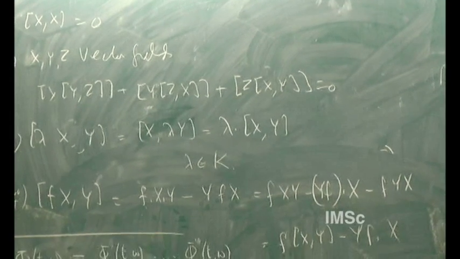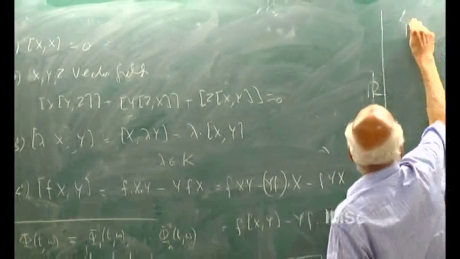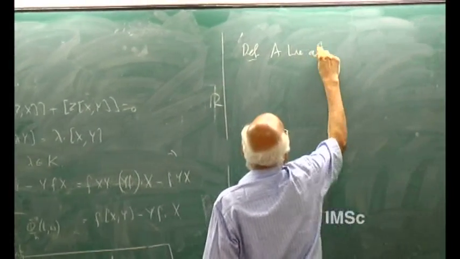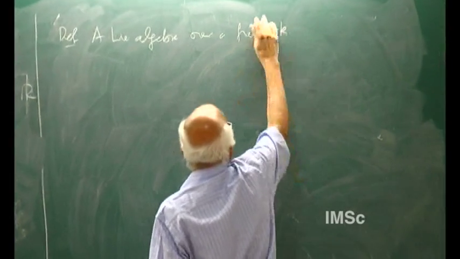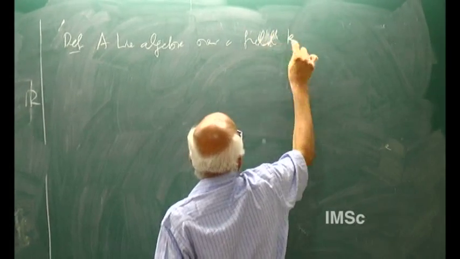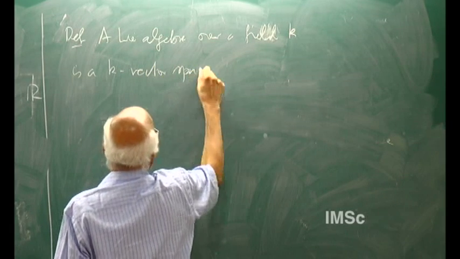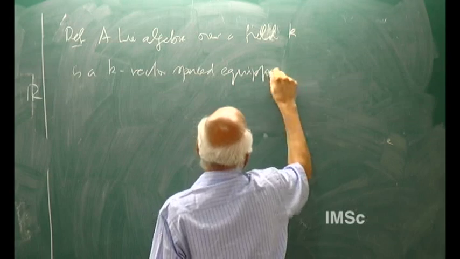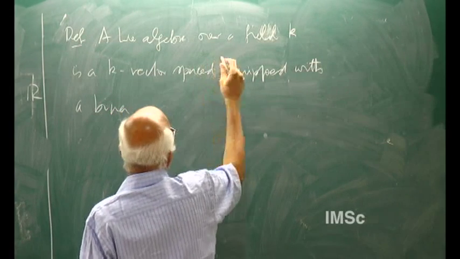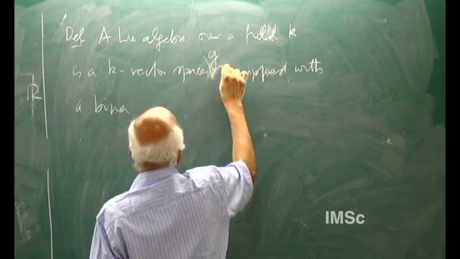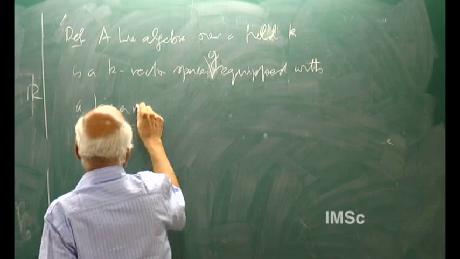A Lie algebra over a field K can also be defined over a ring, essentially the same kind of definition. Here we don't need anything like a valued field; any field makes sense. A Lie algebra over a field K is a K vector space, let me give it a name, 𝔤, that is supposed to be German Gothic g, equipped with a binary operation.